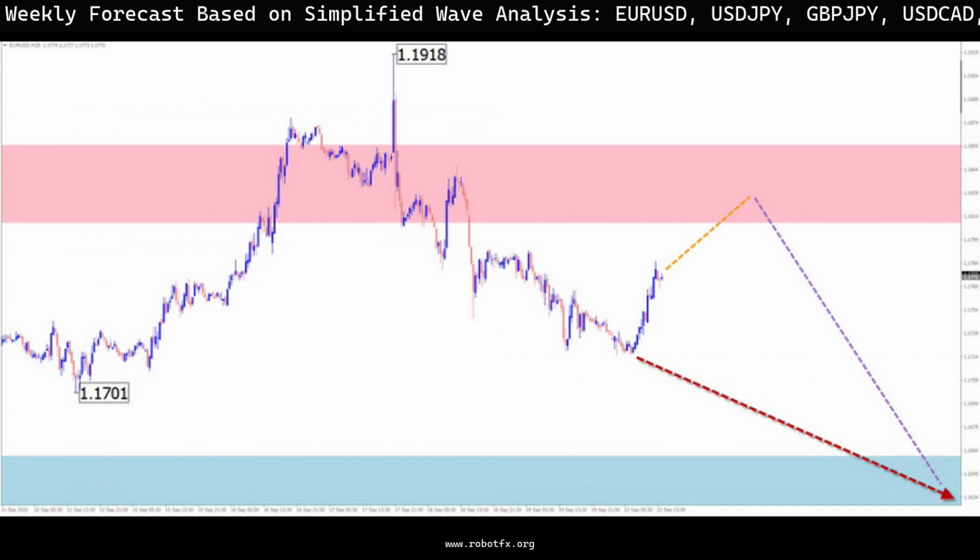A temporary test of the upper resistance zone is possible. Toward the weekend, the probability of a reversal and downward resumption increases. A breakout outside the calculated zones is unlikely.